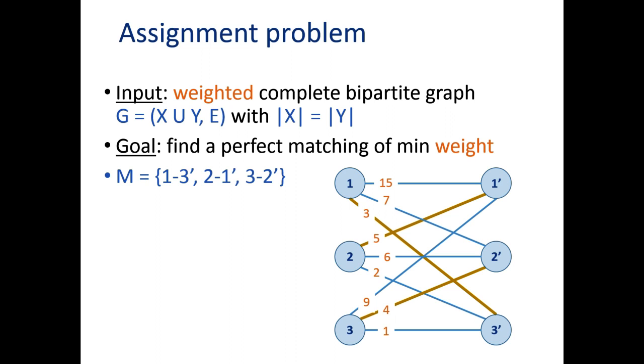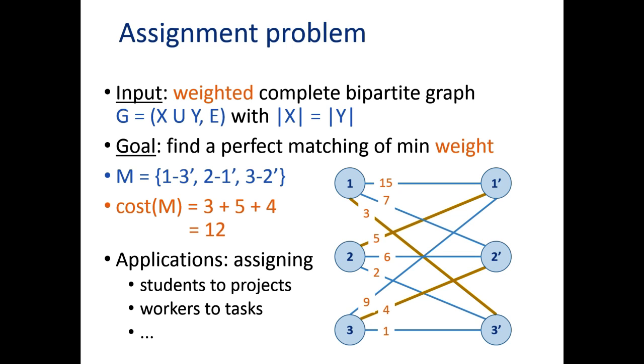Here, for instance, I can match 1 to 3 prime, 2 to 1 prime, 3 to 2 prime. My total cost would be 3 plus 5 plus 4, which comes down to 12. By eyeballing this small graph, you can see that there isn't a better matching here. If you want to beat 12, there are some edges you just cannot use. But how do you do it generally?